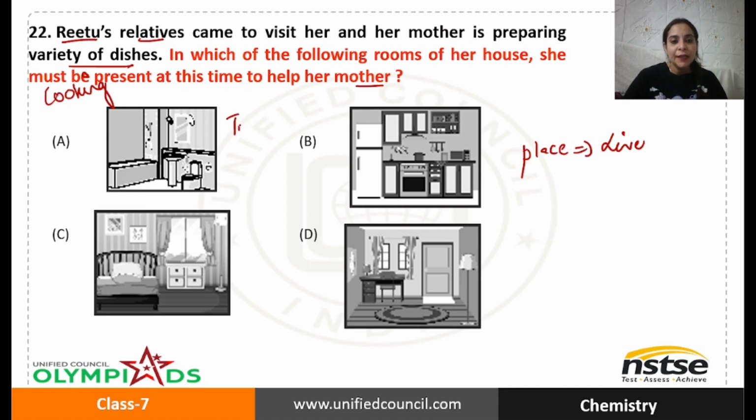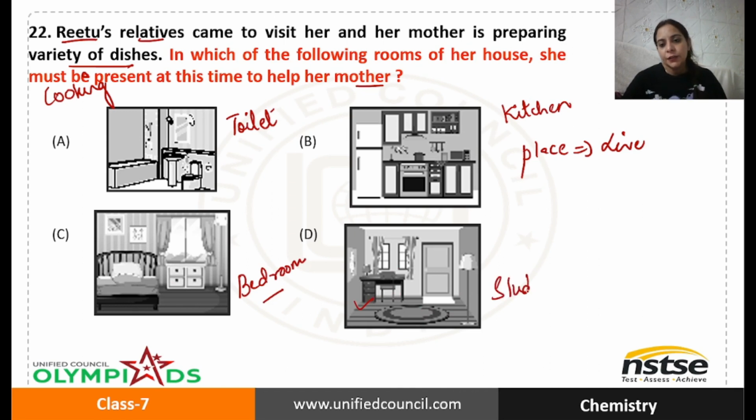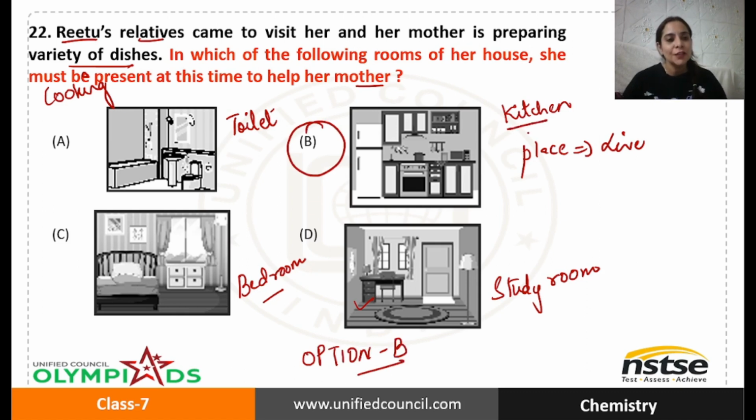So picture A indicates a toilet, or you can write washroom. Picture B indicates a kitchen. Picture C indicates a bedroom. And this picture indicates, as I cannot see anything else except a table and a chair, a study room where you get complete silence and you can concentrate and do your work well. So which option is right? Option B is right, because she is cooking food and we cook food in the kitchen.